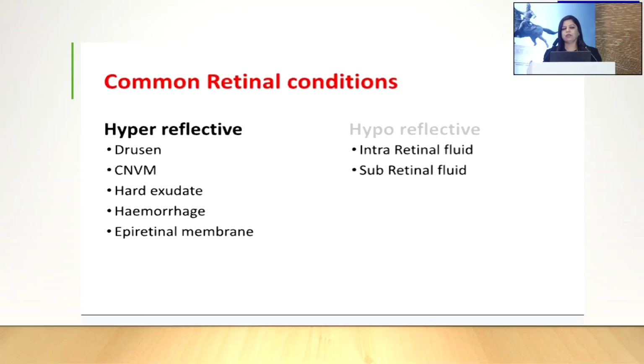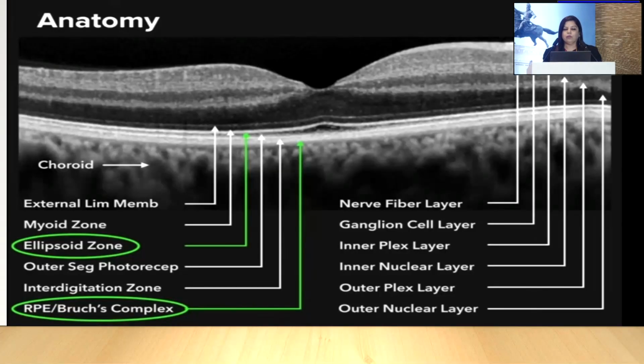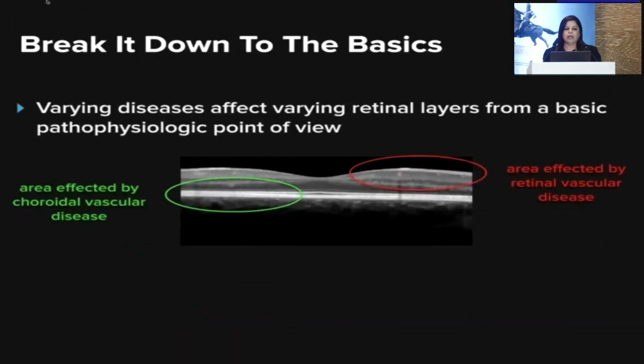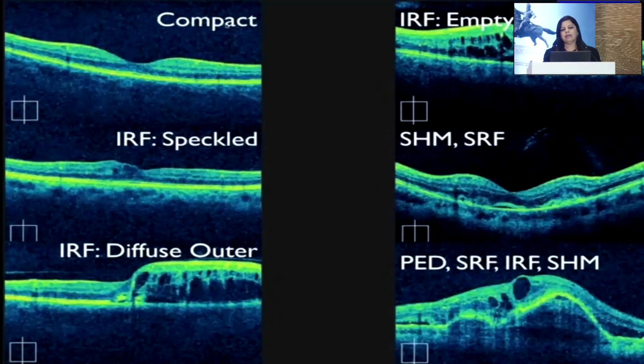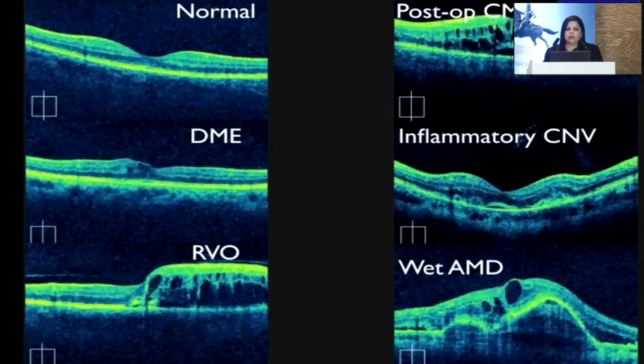Directly coming to the common retinal conditions which we see, hyperreflective and hyporeflective. Hyperreflective, most commonly, are drusen, CNVM, hard exudates, hemorrhage, and ERM, and hyporeflective are intraretinal fluid and subretinal fluid. So the most important thing is to identify the ellipsoid zone and the RPE-Bruch's membrane. We have to identify this. These are the most common conditions which we see in day-to-day OPD, the common diagnoses.